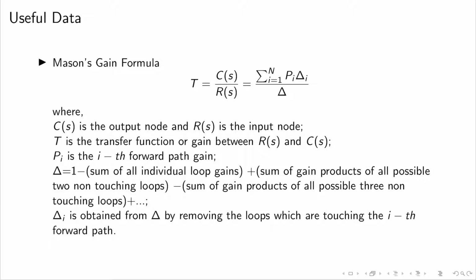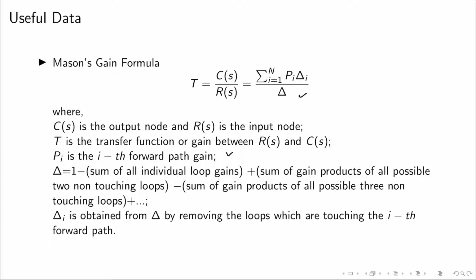We will use Mason's gain formula to obtain the transfer function. Transfer function T is given as C(s) by R(s), where C(s) is output and R(s) is input, which is equal to summation Pi into delta i divided by delta.